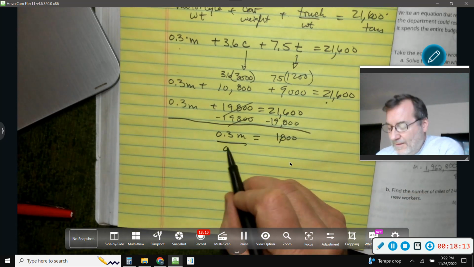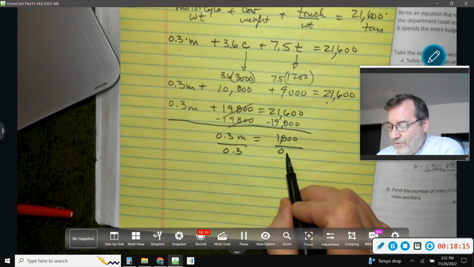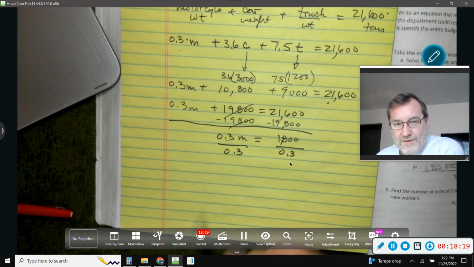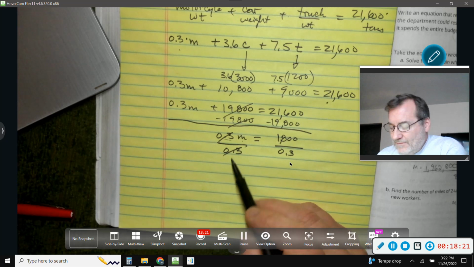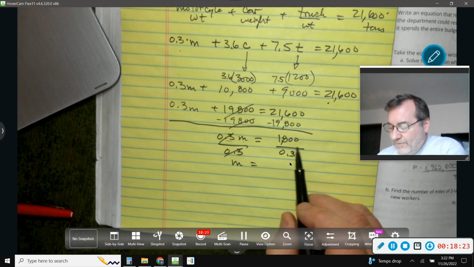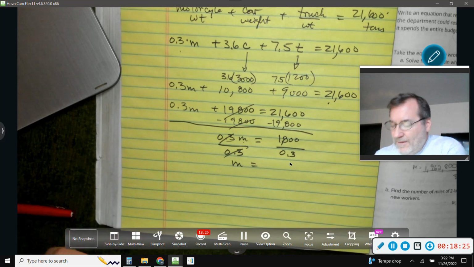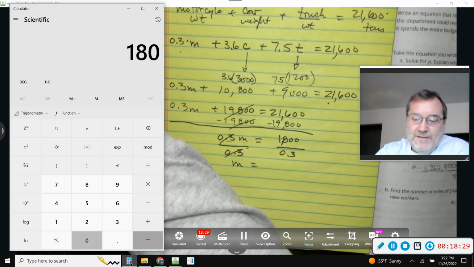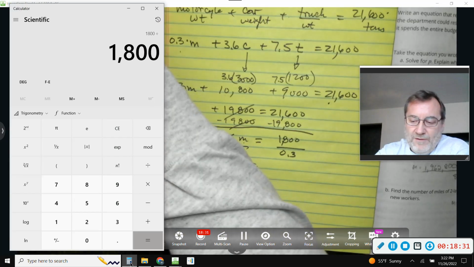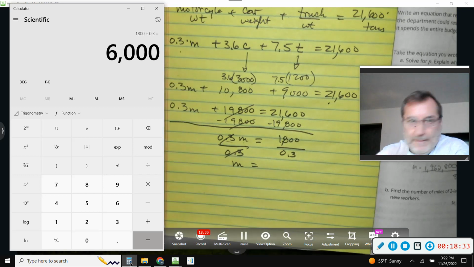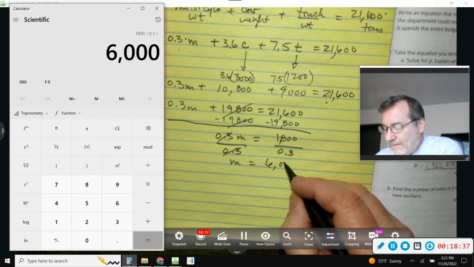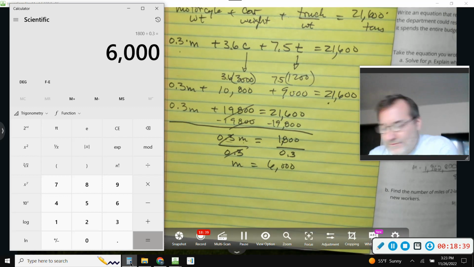Now I got to solve for m. Well, how do I do that? Divide both sides by the coefficient of the unknown. Cancel, cancel. M equals 1,800 divided by 0.3. Let's just do a little bit of math here. 1,800 divided by 0.3. 6,000 of them? 6,000 motorcycles.